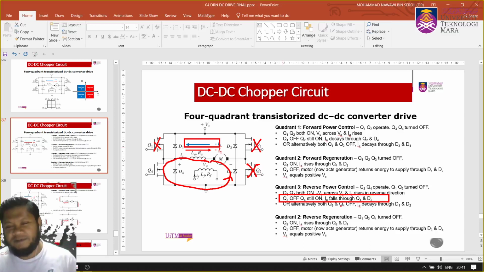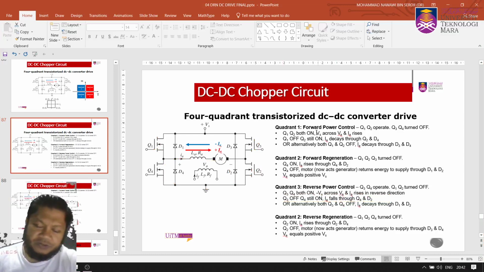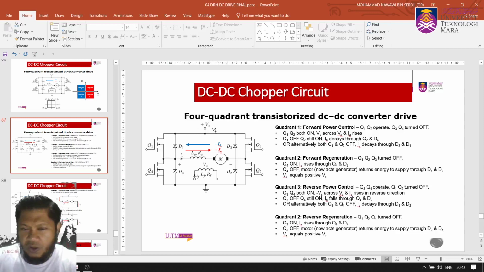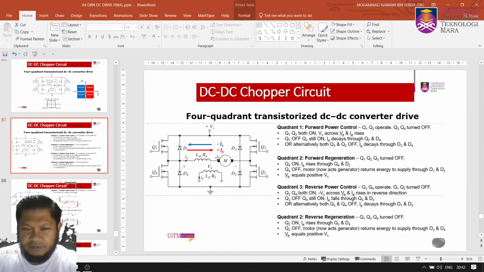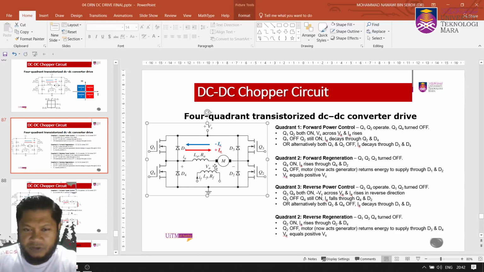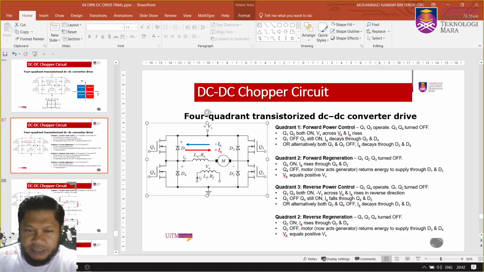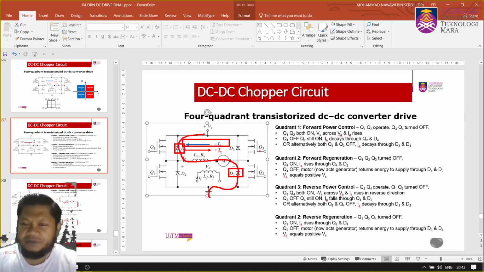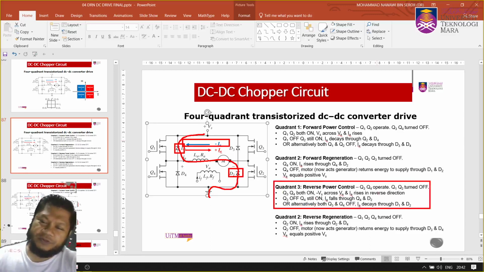Alternatively, you can also choose that Q3 and Q4 are both off. So all transistors are off, and therefore IA decays through D1 and D2. So you can see that current here will flow through D1 and D2. Starting from there, you will go through D2 in that direction, and go back to VS. So that is quadrant 3 operation.